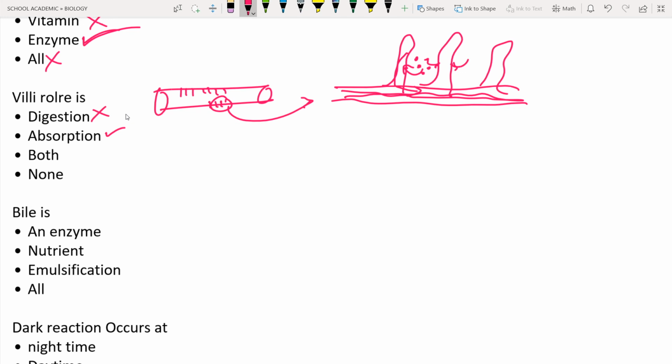So if the first option is correct, it cannot be the perfect answer. Then next is none. It is also not the correct answer. So the villi's important role is absorption.